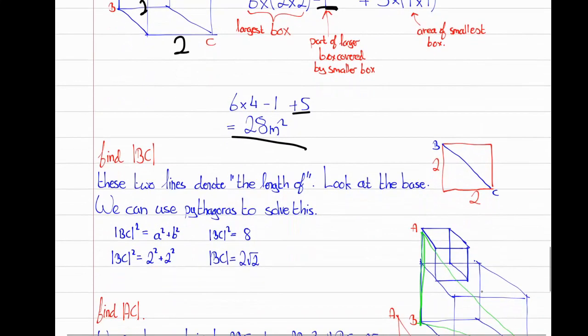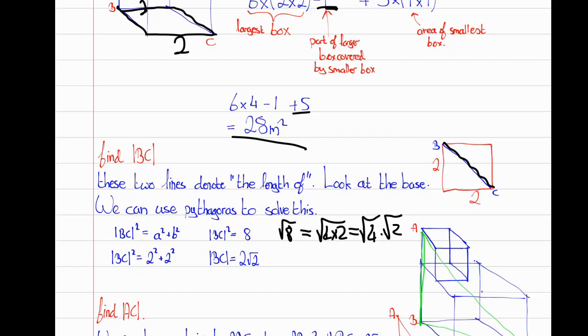Now, we're then asked to find the length of BC. To find the length of BC, all we need to do is look at the base. This base here. In doing so, all we need to do to find the length of BC is use Pythagoras. So the length of BC squared is a squared plus b squared. It's 2 squared plus 2 squared, so it's going to be 8. And then taking the root on both sides, you're going to get 2 root 2. Of course, root 8 you can write as root 4 by 2, which you can then separate into root 4 times root 2, which is then 2 root 2, which is where this comes from.